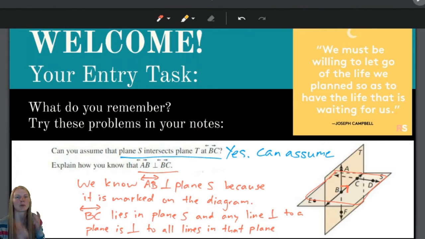So AB is perpendicular to line BC because this symbol tells us that it's perpendicular to plane S, and if it's perpendicular to plane S, it's perpendicular to all the lines in plane S, and BC is contained in plane S. We know that because it is the intersection of plane S and plane T. So there you go. There is our entry task problem. Hopefully it felt good. If not, make sure that you talk to your teacher or that you completely understand the answer we have here.